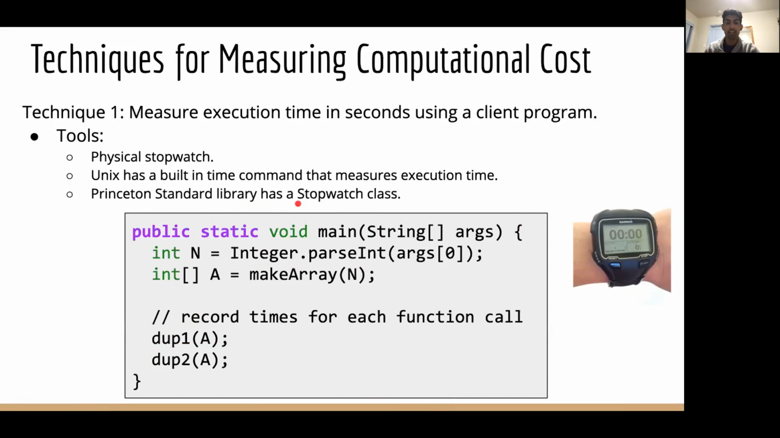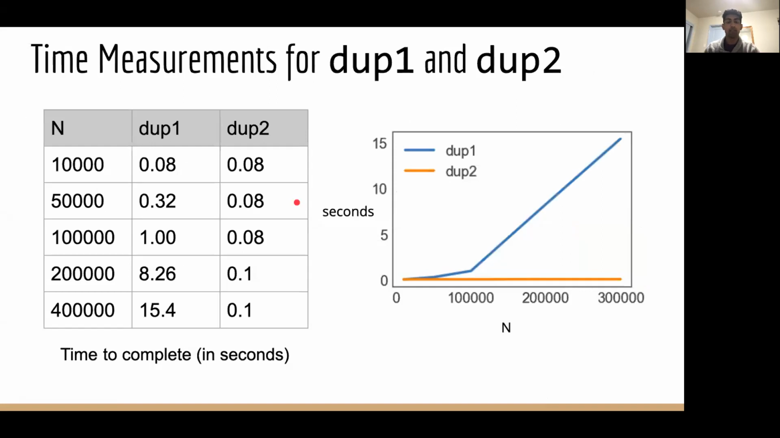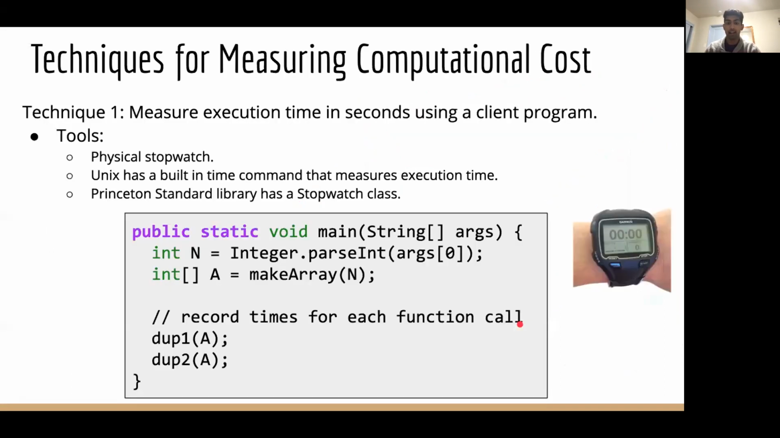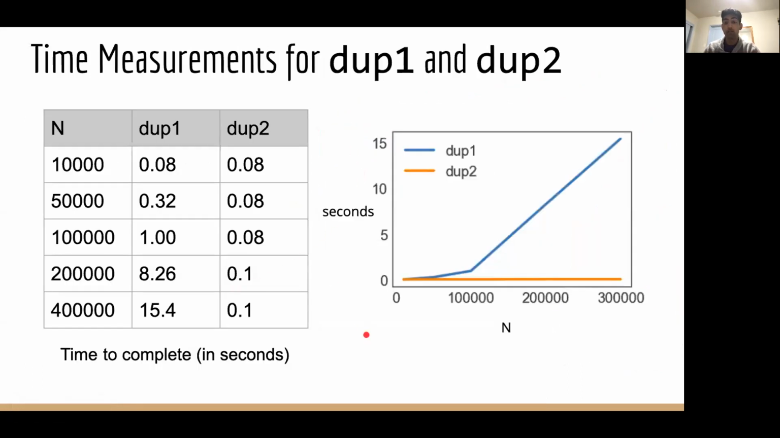Okay, so let's see how this would work. When we're running dupe1 and dupe2, we can look at this graph to see how they fare. On the left-hand side, it's the time in seconds for the execution. On the right-hand side, it's n, the size of the array. This graph is really important.